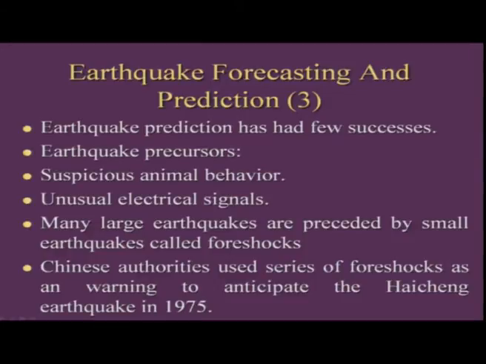Chinese authorities used a series of foreshocks as a warning to anticipate the Haicheng earthquake of 1975. Okay, so they were able to identify or predict this event, and saved many people in that region. So in short, there are a few successes.